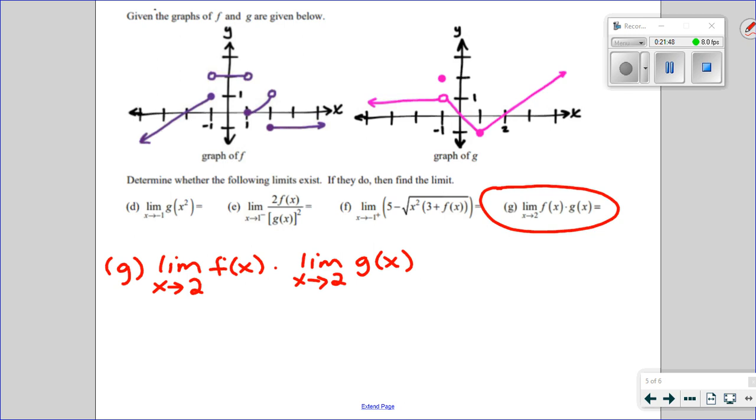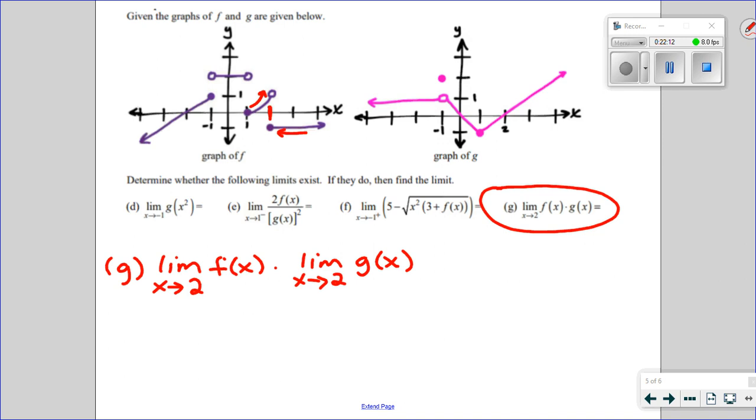Okay, and then I'm going to go to my graphs. Now the limit as x approaches 2 of f of x. Okay, here's 2 on the x-axis. But notice, as x approaches 2 from the left, y is approaching 1. And as x approaches 2 from the right, y is approaching negative 1.